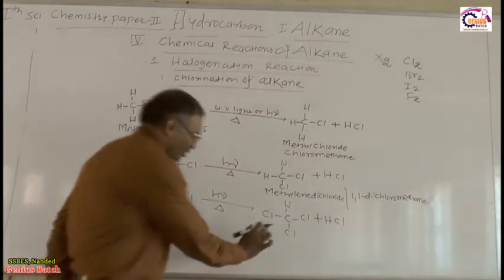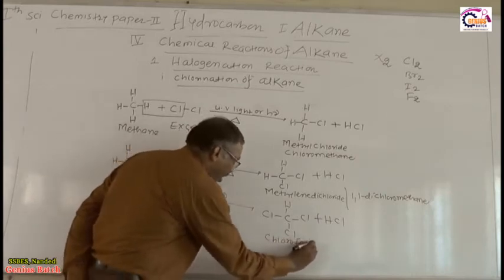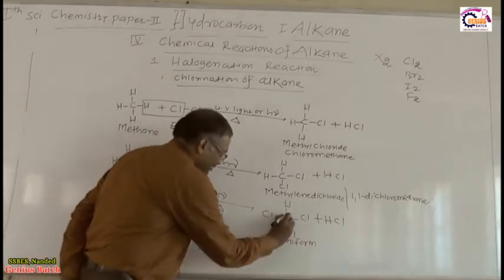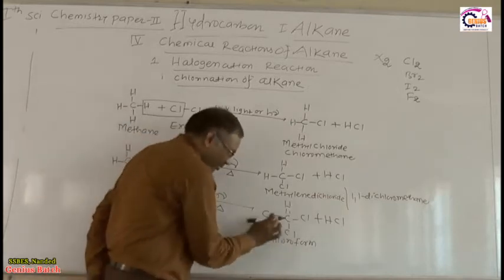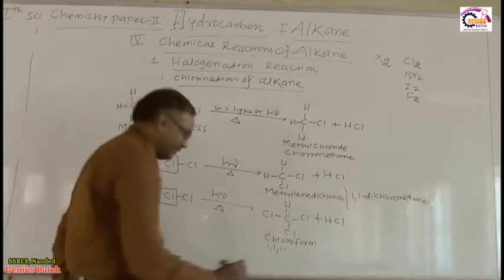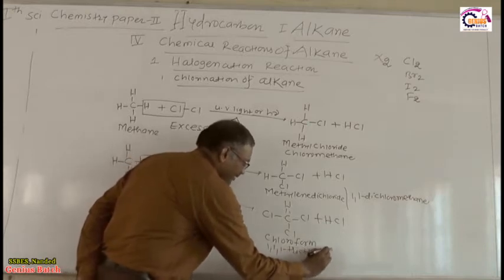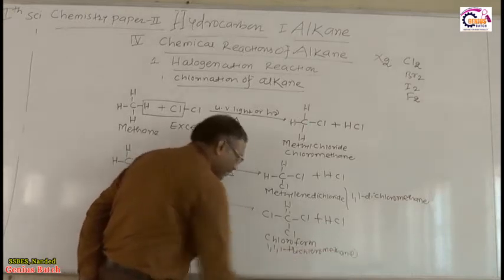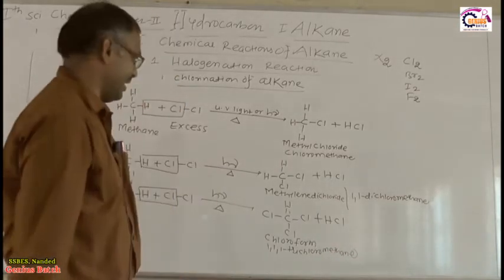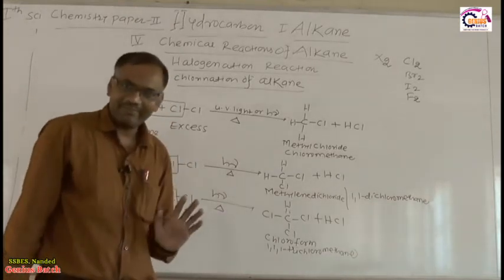So what is the name of this compound? This is called chloroform. What is the name of this compound? Chloroform. That is the common name. This is the one carbon. At this one carbon, how many chlorines are there? 3. So 1,1,1. 3 chlorines, tri, name is chloro. Then this is the methane. Right? Chloroform, 1,1,1-trichloromethane. Right? So this is the third step. Still one hydrogen atom remains, isn't it?